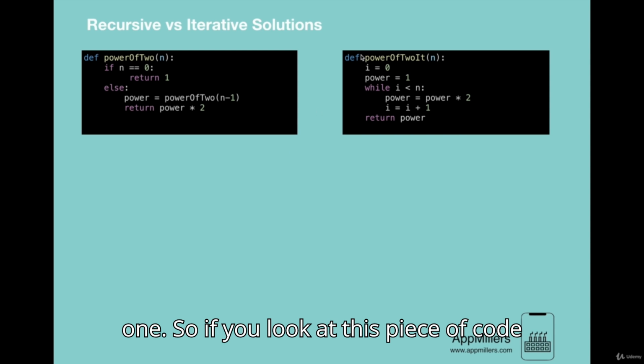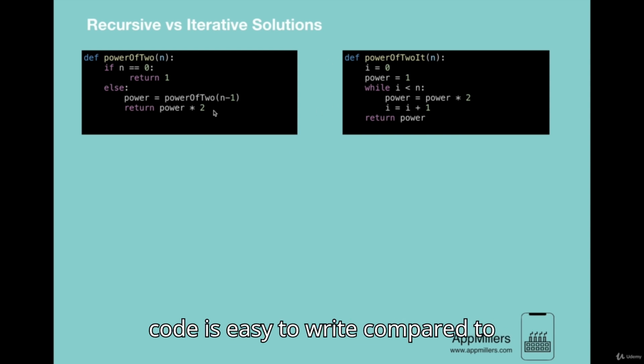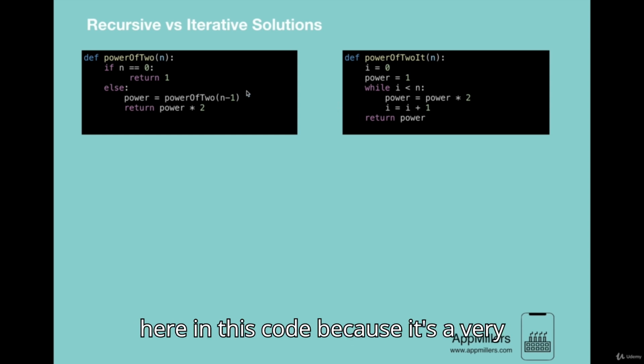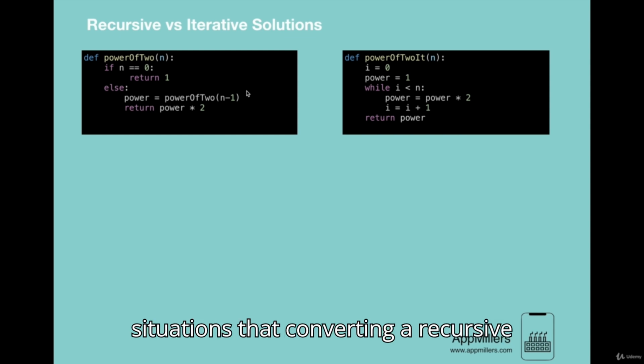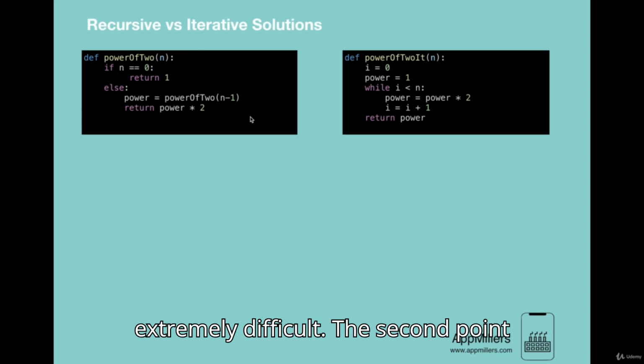So if you look at this piece of code carefully, we can see that recursion code is easy to write compared to the iterative one. You might not notice it here in this code because it's a very simple function. But there are many situations where converting a recursive function to an iterative function is extremely difficult.